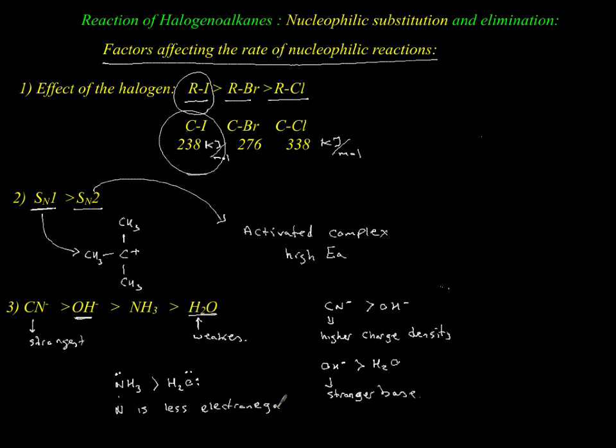And those are good to get your points on paper 2 or multiple choice. So the choice of halogen, we prefer it to be iodide. SN1 versus SN2, SN1 is faster, preferred. Cyanide compared to hydroxide, compared to ammonia, compared to H2O, this is the order. Cyanide is quicker and a stronger nucleophile.